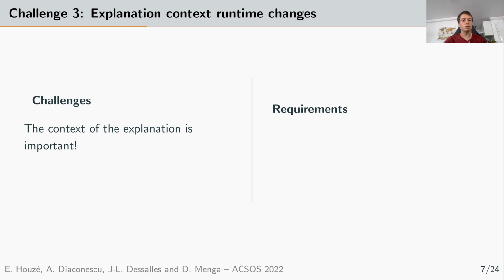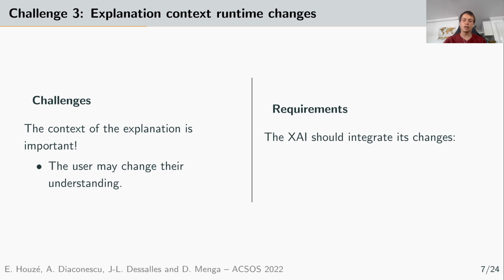And finally, there is the topic of context changes. The context for the explanation is really important, and the context may change. In some sense, we can understand that the meaning of words can change. The notion of cold is not the same between summer and winter. So we'd like to have an XAI system that integrates these changes, so it is able to detect them and to integrate this change into the explanation reasoning.